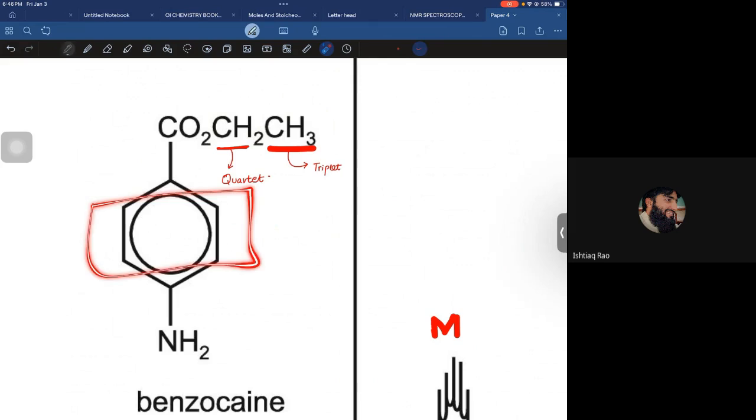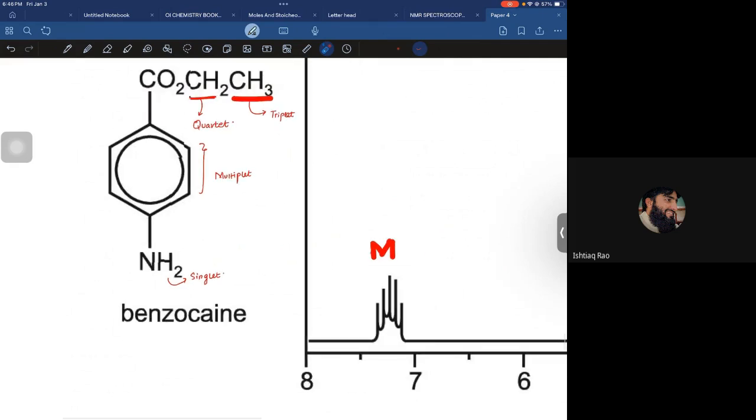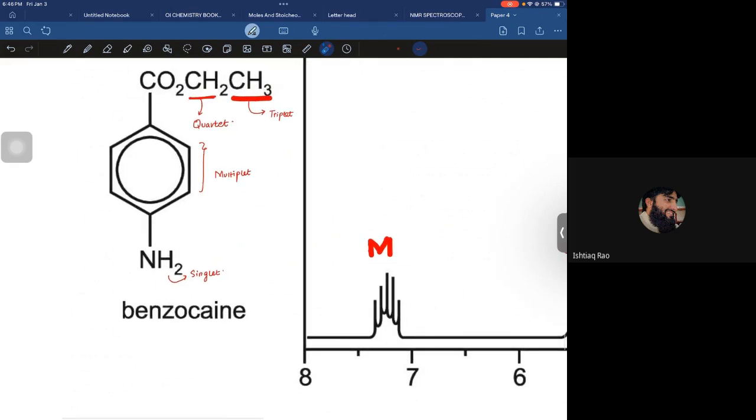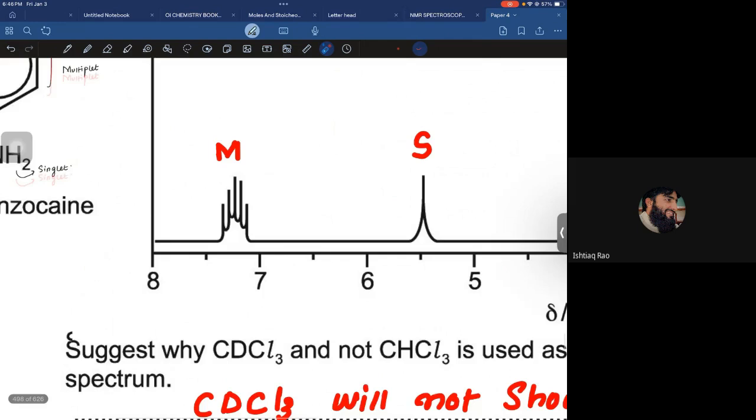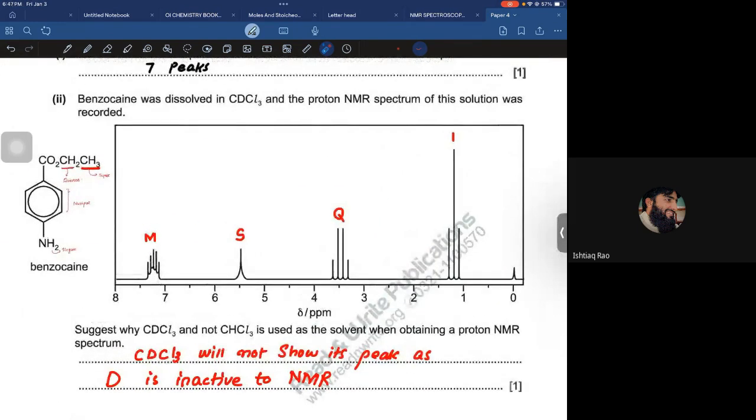This benzene ring, this whole benzene ring would give you a multiplet. Then these two hydrogen atoms would give you a singlet because there are no neighboring hydrogen atoms. So one triplet, one quartet, one singlet, and one multiplet. So you can match the following NMR spectrum to this sample. So this compound matches 100%.